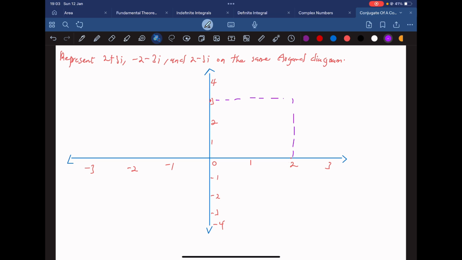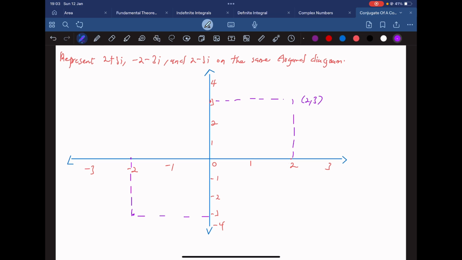Now for -2, -2 is somewhere here, and -3 is also somewhere here. So we can trace this down. So that's how it looks, right? So we have this point to be 2, 3, and this point to be -2, -3.